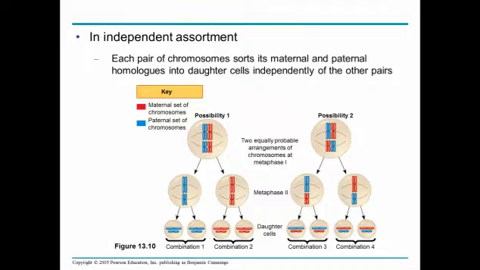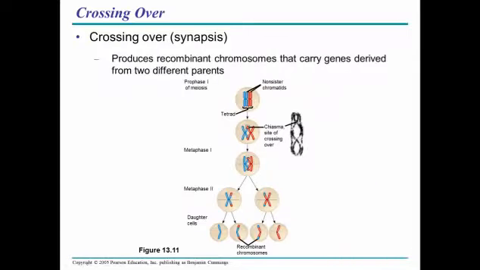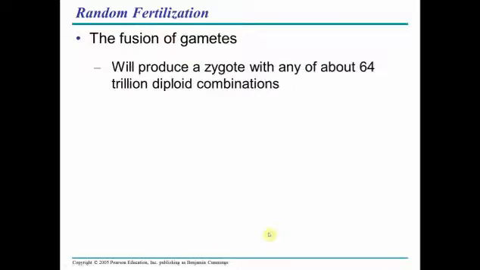Okay, so this is independent assortment, as I previously showed you. This is one possibility. They can split like this. Here's another possibility, giving you different combinations in the haploid gametes that you see at the bottom. And you also know that crossing over can occur. It occurs during prophase 1. Here you see where the inside legs of the homologous pairs can crisscross and exchange information, and then the information will be different, and this also leads to variation. When the gametes fuse, they'll form a zygote, and there's about 64 trillion diploid combinations.